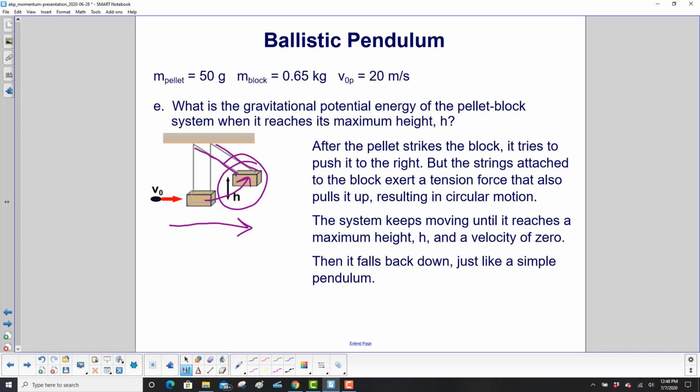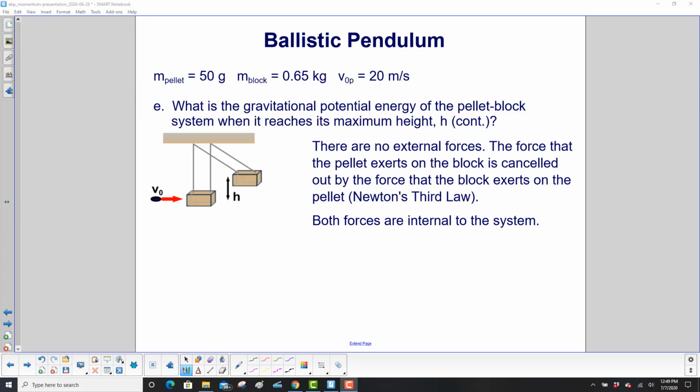The system will keep moving until it reaches a maximum height h, and what happens at the maximum height? It has a velocity of 0, and then it starts falling down again. Very much like a projectile motion problem where you shoot one of those toy rockets up in the air. At the top of its trajectory, the velocity is 0, then it comes down, and that gives you the maximum height. Same thing here.